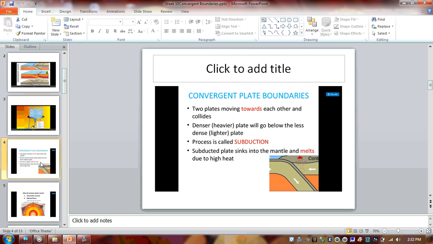Now, at convergent plate boundaries, as mentioned before, there are two plates that are moving towards each other and they collide. The denser, heavier plate will go below the less dense plate. This process is called subduction, where a more dense plate sinks under the less dense plate. And as it sinks, it reaches places where it's really hot, and so this hard rock starts to melt.